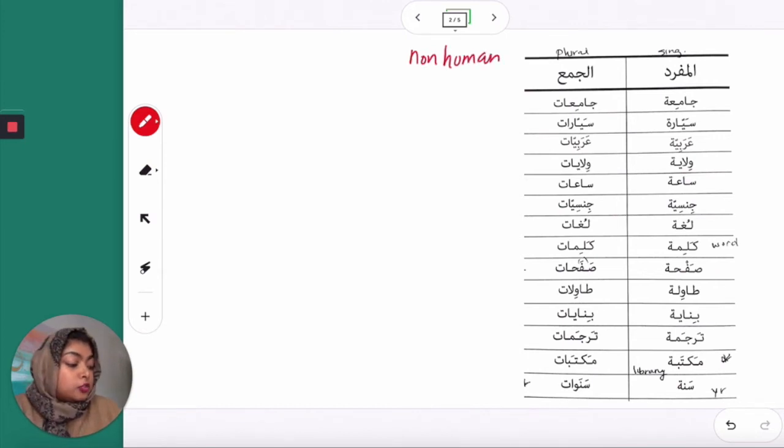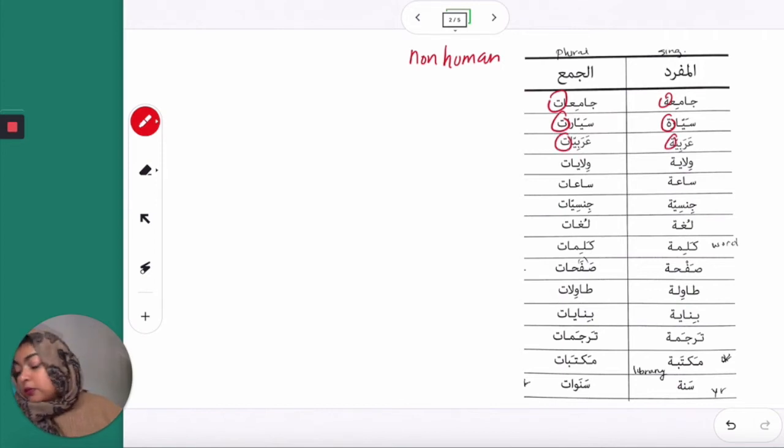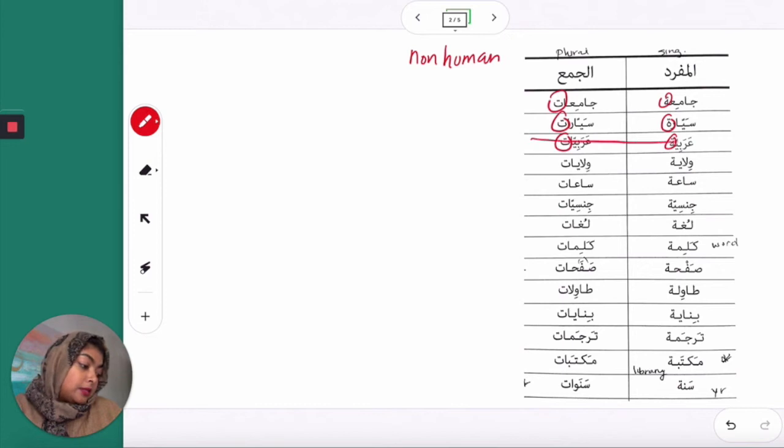Okay. جامعة, جامعات. سيارة, سيارات. Okay. عربية, عربيات. Which عربية, we're actually not going to be using, because that's really a dialect word for cars. ولاية, states. ولايات. So all of these ones are plural.